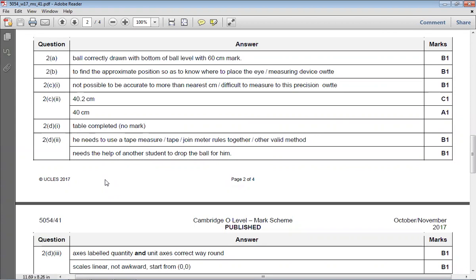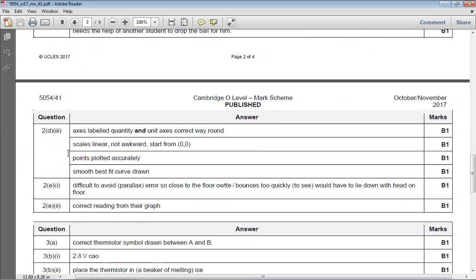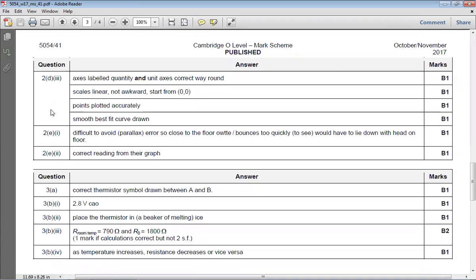So the marking scheme of question number 2 is showing up on the screen. You can pause the video and have a good look at the marking scheme. A part, B part, C part, and D part. And then we go: this is the D third part, E first part, E second part. Pause the video, take your time, look at this marking scheme carefully.